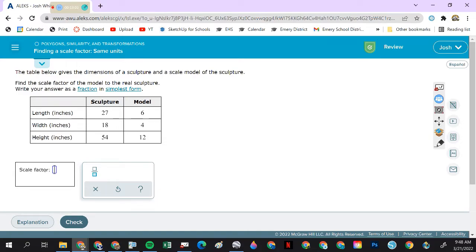Okay. So here we have a sculpture and a model of that sculpture. And the length of the sculpture is 27, the model is 6. The width is 18, the model is 4. The height is 54, and the model is 12. How are we going to find the scale factor?